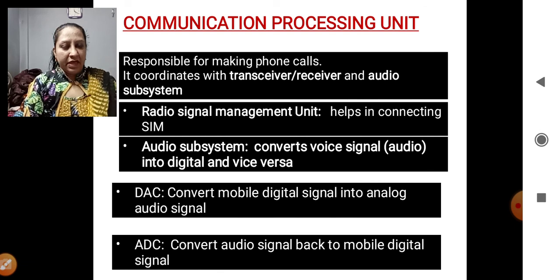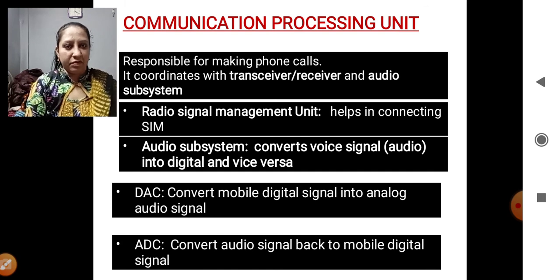When the user makes a phone call, how exactly does it work? It works with the combination of two devices. One is a transmitter and receiver, and the other is called the audio system. The radio signal management is responsible for your SIM card. Without the SIM card, your phone calls are definitely not going to work. You need a SIM card for making phone calls. First, all the SIM card related tasks are taken care of with the help of the radio signal management unit.